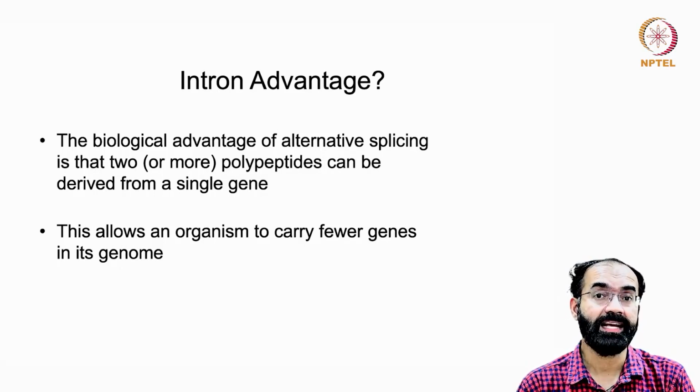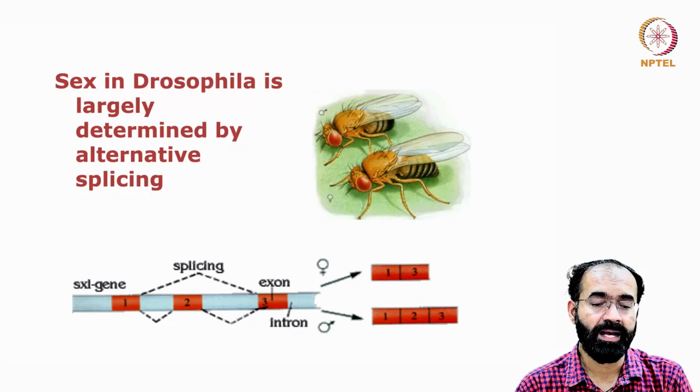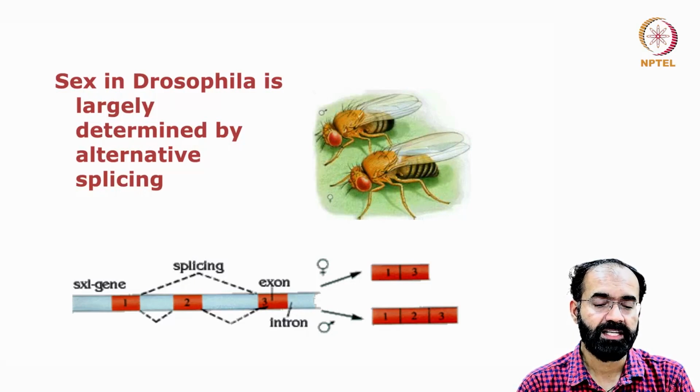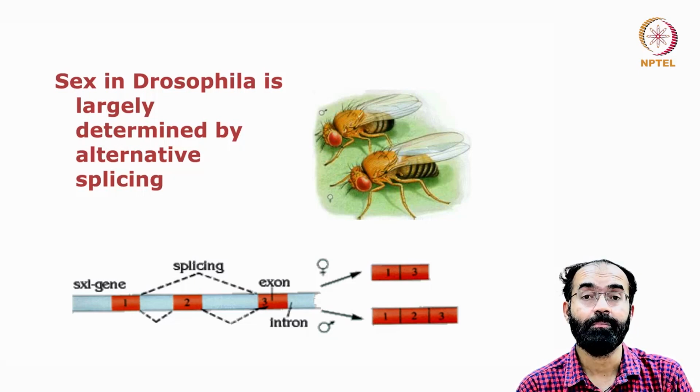Let us see one example of how alternative splicing is bringing in complexity. Sex in Drosophila is largely determined by alternative splicing. Let us quickly see an example. This gene, the SXL gene, has exon 1, exon 2, exon 3. If the splicing happens between exon 1 and exon 3, then you end up getting a female. If splicing happens between exon 1, exon 2 and exon 3, you end up getting a male.